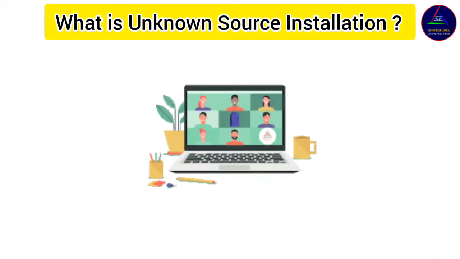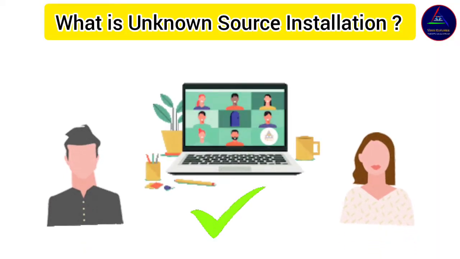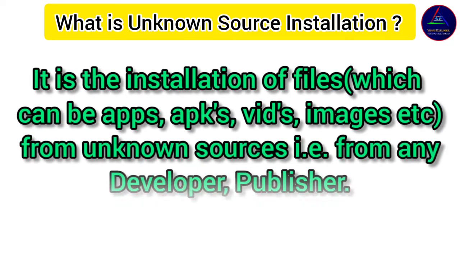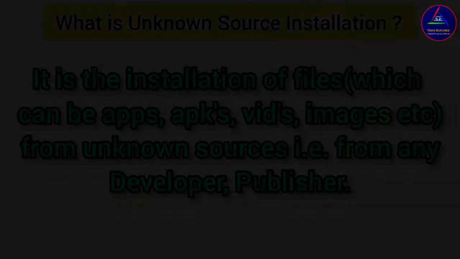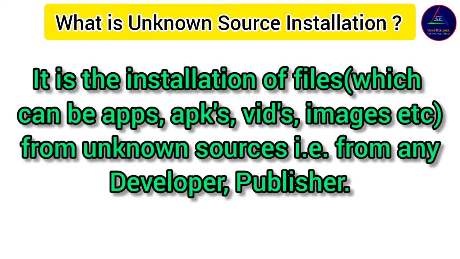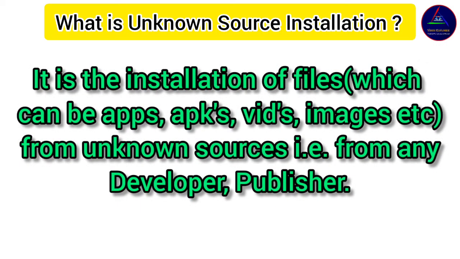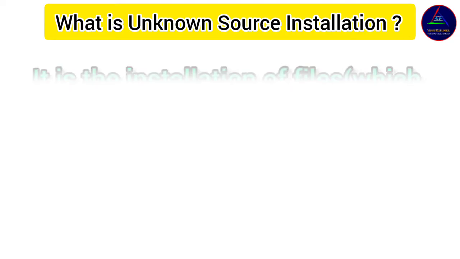Firstly, let's see what unknown source installation is. Well, if you know this then you can skip this part, but if you don't know then don't worry. This short explanation will make it clear for you. So unknown source installation means the installation of files, which can be apps, APKs, videos, images and etc., from unknown sources, that means from any developer or publisher, or from sources which do not belong to the Google Play Store or the pre-installed app store of your device.